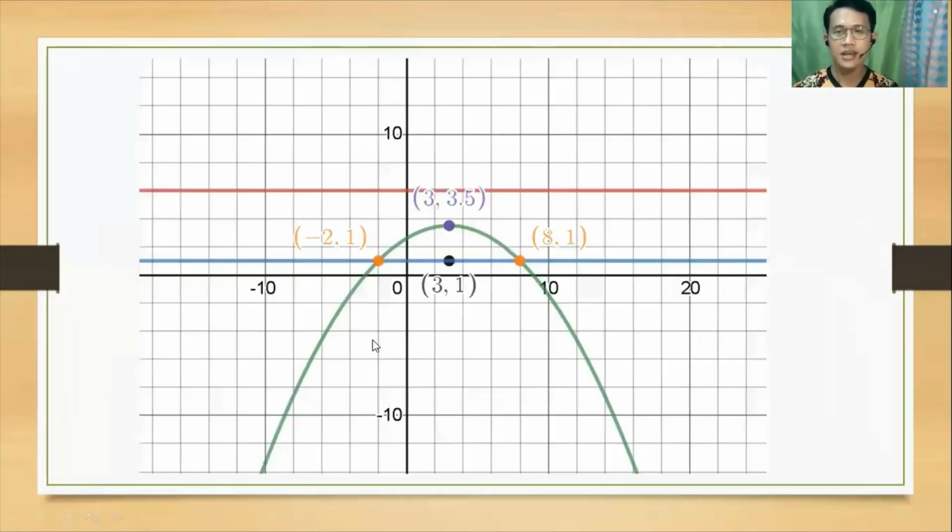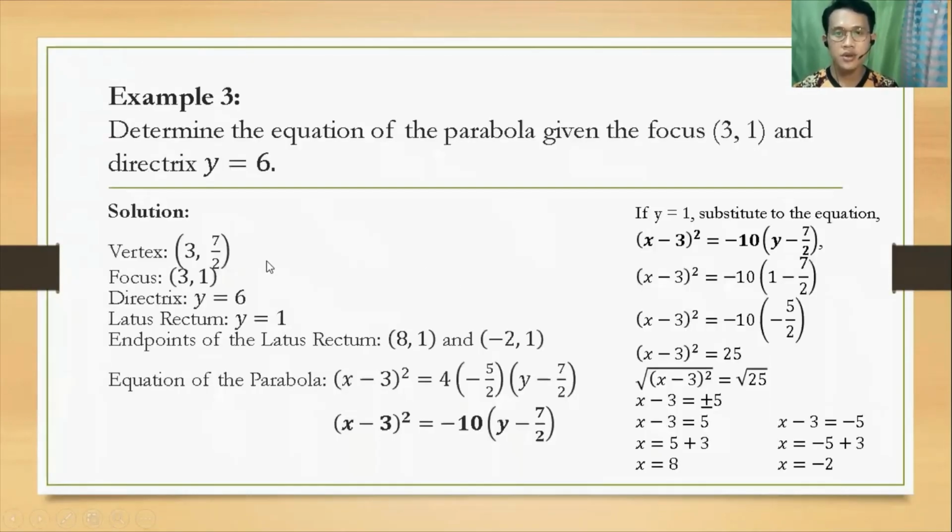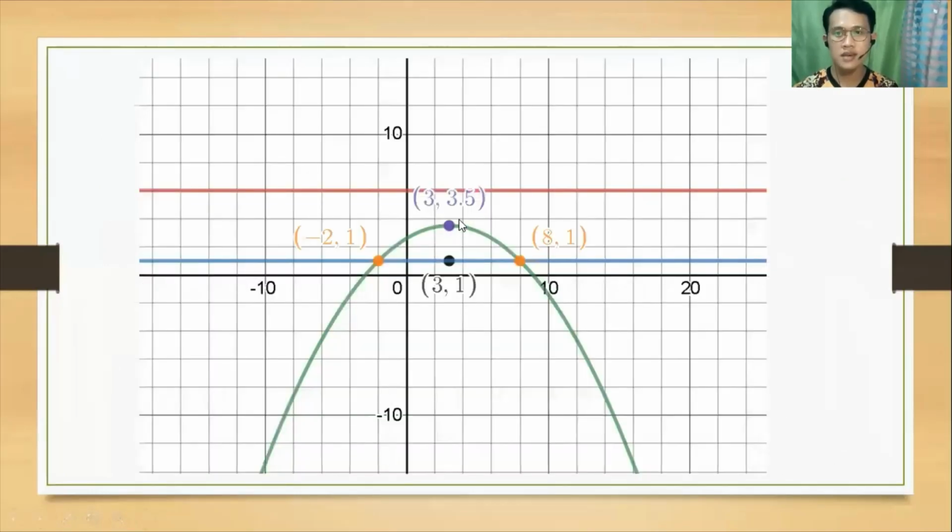So this is how the graph is shown. As you can see, (3, 1) is the focus, and the vertex is (3, 7/2), which is 3.5. Yeah, they are just the same. I'm using the Desmos graph to accurately graph the equation we have.